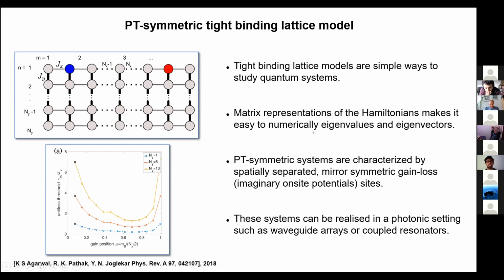PT-symmetric systems are characterized by spatially separated gain-loss sites, so it's easier to realize them in waveguide arrays or coupled resonators, if you like. So you get this characteristic U-shaped structure of the threshold as you move along the chain. So we usually study these kinds of models.